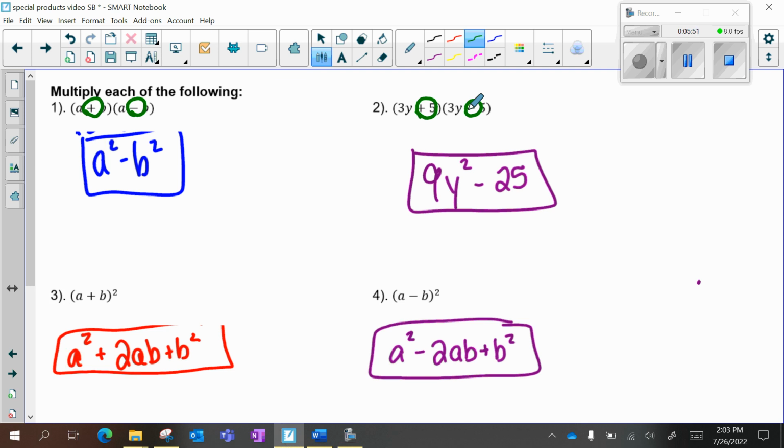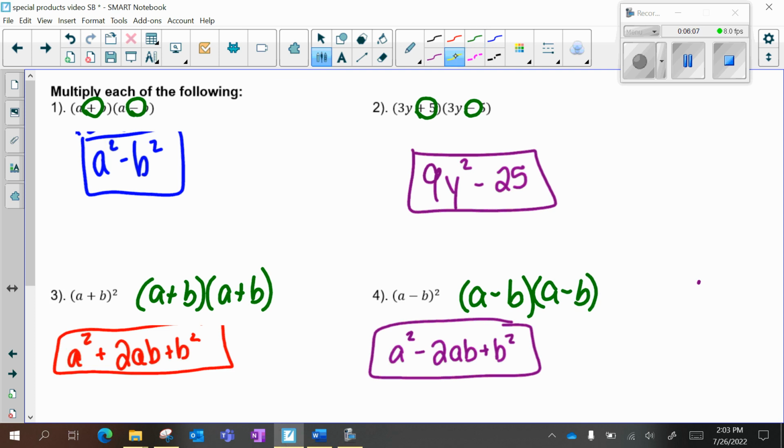In numbers 3 and 4, remember this was really a plus b times a plus b. It's being squared, which means you're multiplying by itself. So that means that my terms are going to be the same. Notice how in this one, they're both positives, and then this one is both negatives. So they are not going to be additive inverses and become opposites to cancel each other out. So that is the difference between 1 and 2 compared to 3 and 4.